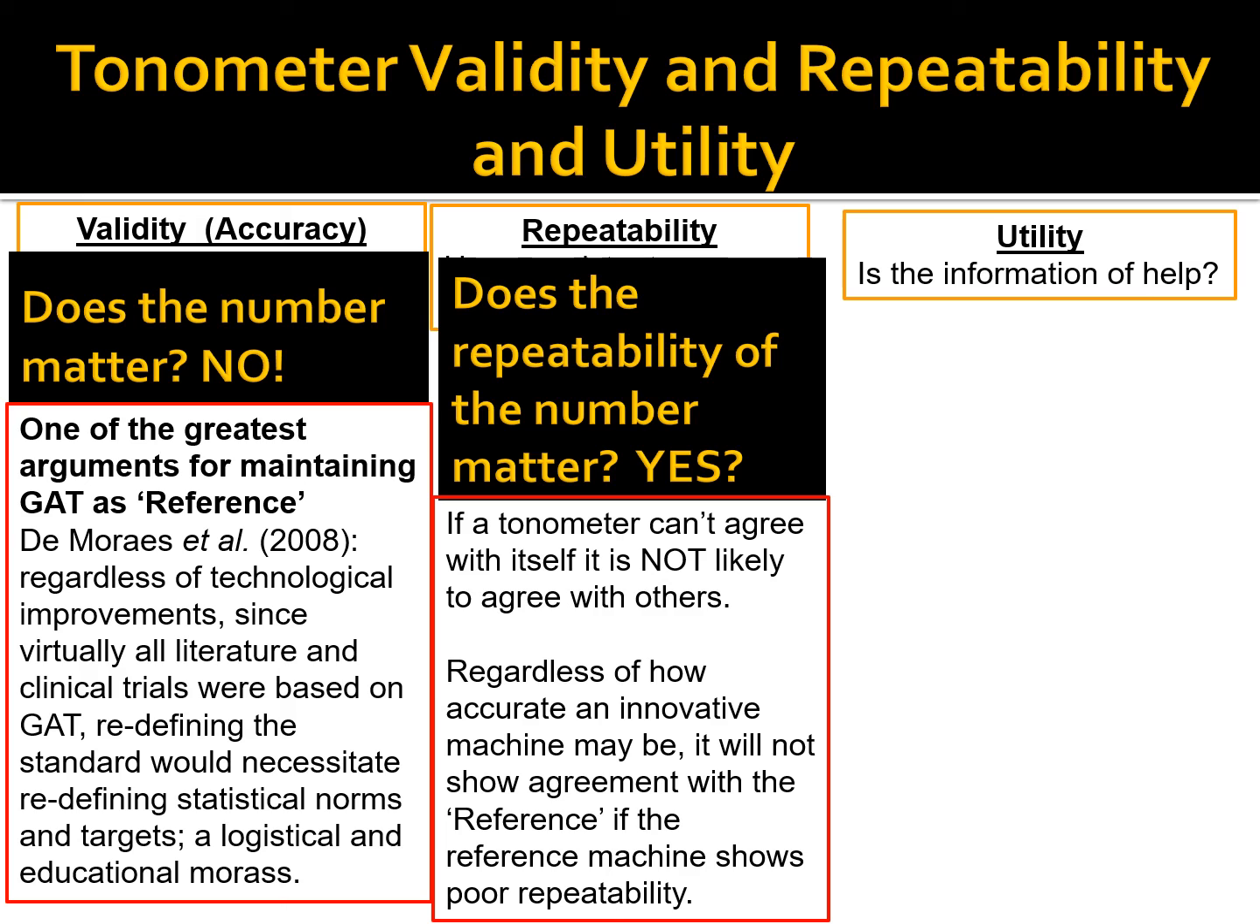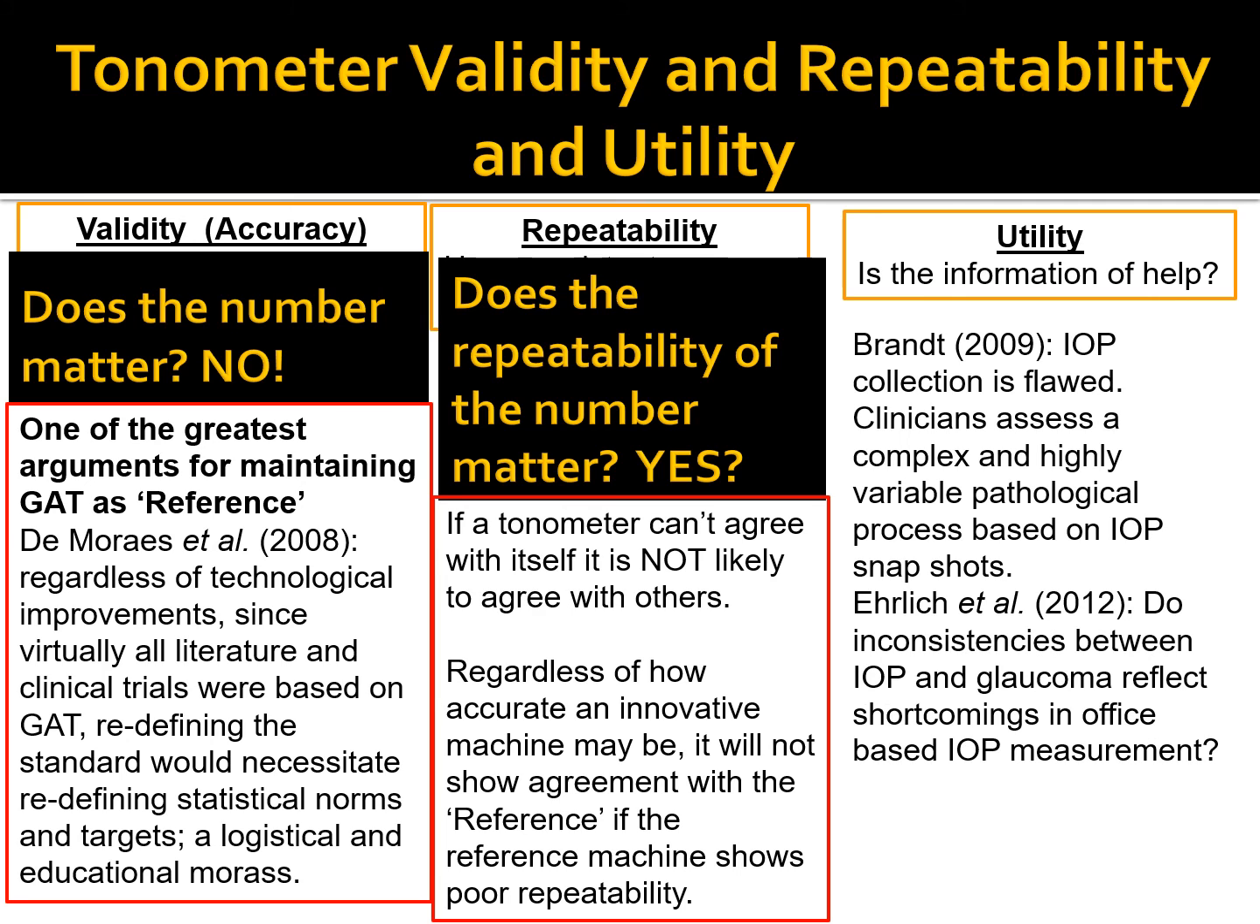Does the number, repeatability matter? Absolutely. If a tonometer can't agree with itself, it's not likely to agree with anything else. And regardless of how accurate an innovative new machine may be, it will not show agreement with the reference if the reference machine shows poor repeatability. So the number is really important, or the repeatability of that number. And then utility, is it important?